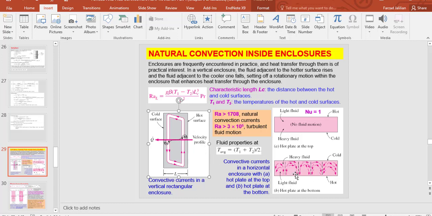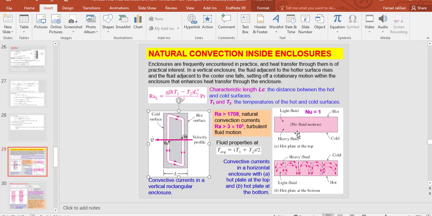T1 and T2 are the temperatures of the surfaces. And you can see here how the convection, or the fluid flow, is inside the enclosure. When the hot plate is at the bottom, it is something like this, but when the hot plate is on top, it is like this. And you can see the difference between these two.